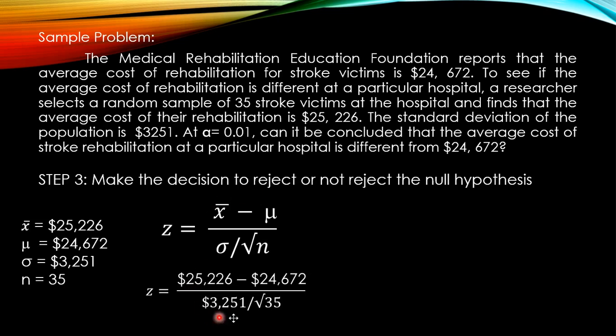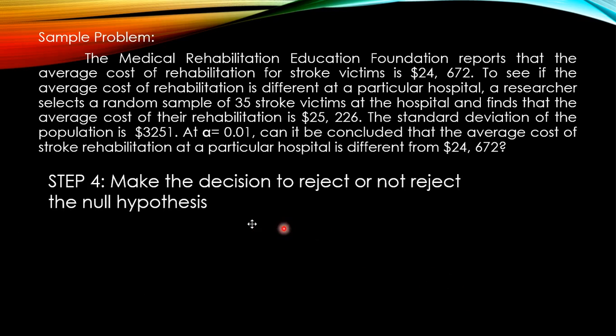So, ito yung kalalabasan ng formula natin. Process natin yan, we will get 554 divided by 3,251 over 5.916. Yun yung square root ng 35. So, you will get z is equal to 1.0. So, ngayon, paano ngayon tayo makakapag-create ng decision natin? Yun yung sa step 4 na natin. Ayan, make the decision to reject or not reject the null hypothesis.